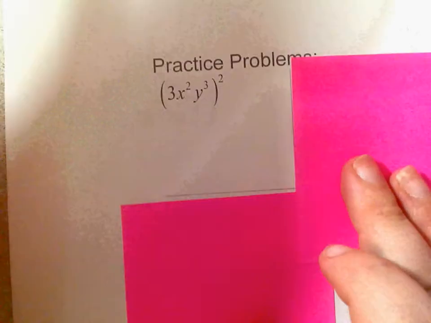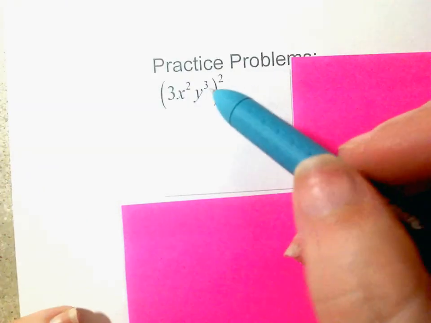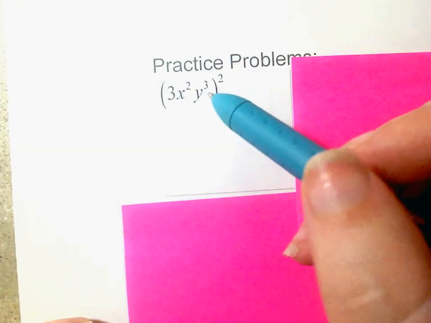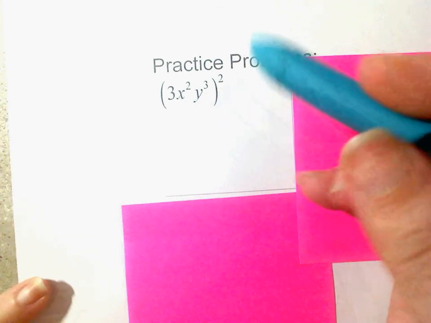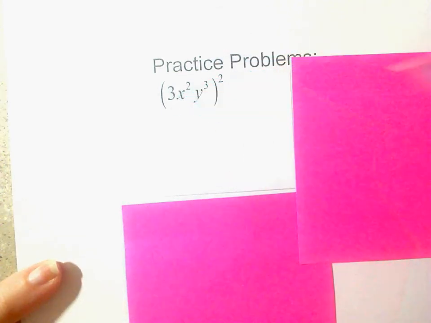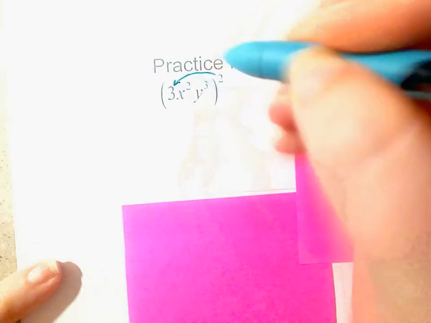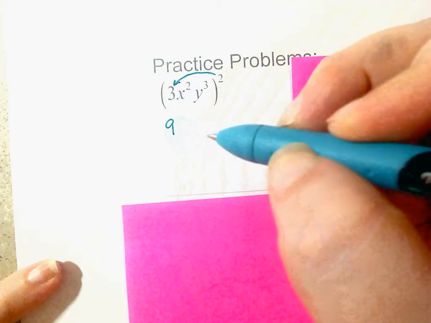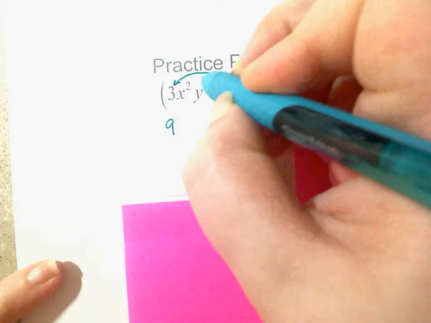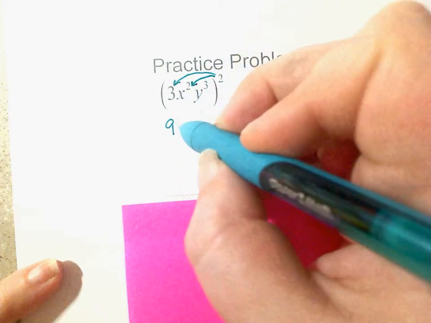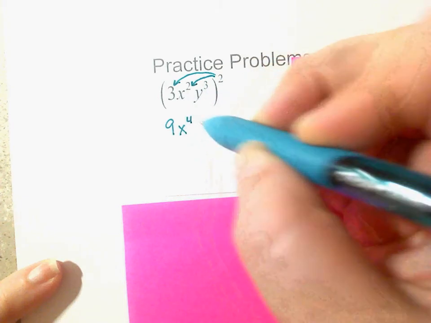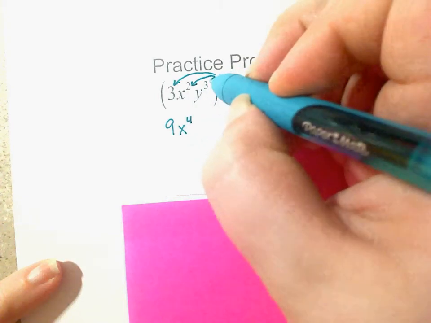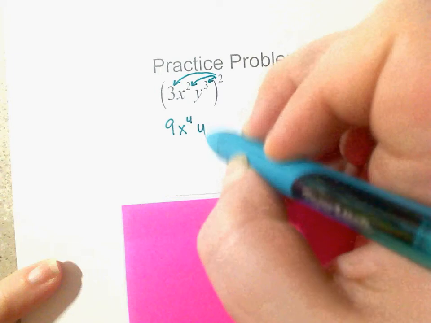Okay, so in this expression, I've got 3x squared y to the 3rd, all squared. That means you can write it out twice and then multiply it that way, or you can just distribute the square. So that's going to be 3 squared, not 3 times 2, 3 squared, which is 9. And then you've got x squared squared, which is x to the, multiply the powers, 2 times 2 is 4. And then you've got y cubed squared, which is y to the 6th.